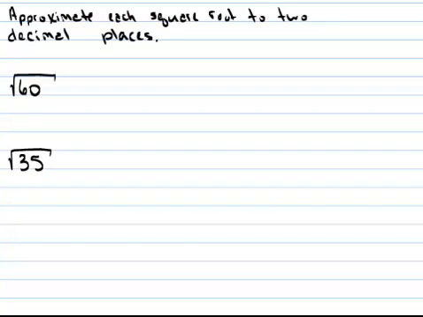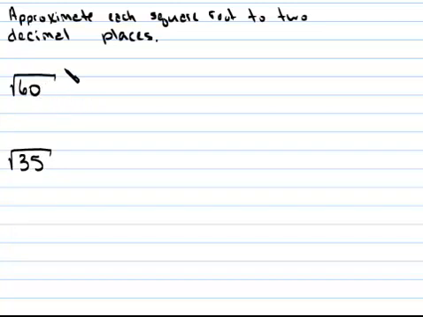Okay, approximate each square root to 2 decimal places. Now notice in this case we're being asked to approximate because these are not perfect squares. Meaning if you look at the square root of 60, you're thinking, what number squared is 60? I can tell you this: 7 times 7 is 49, 8 times 8 is 64, 60 is between 49 and 64, so I know the square root is between 7 and 8, but it's not a perfect square.